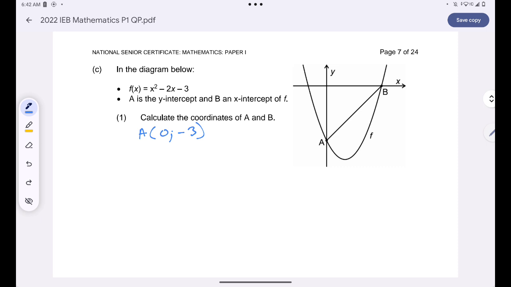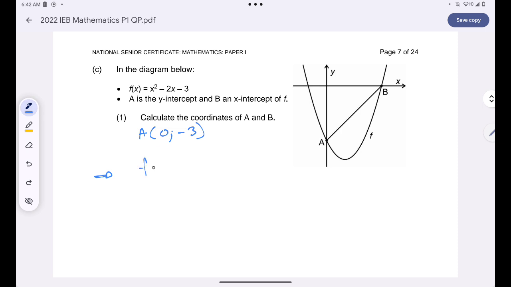How can I find the coordinates of b? I know that y is 0 at the x-axis because b is an x-intercept, right? So y is 0 at the x-axis. All I need to do is to solve for x. So if y is 0, let me write like this.